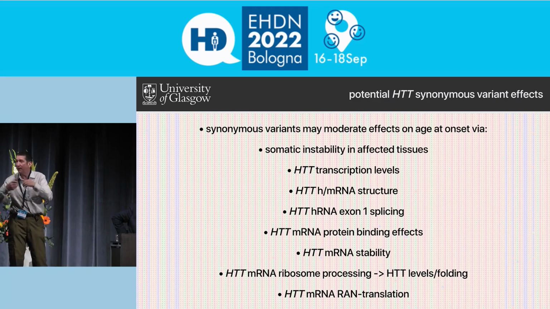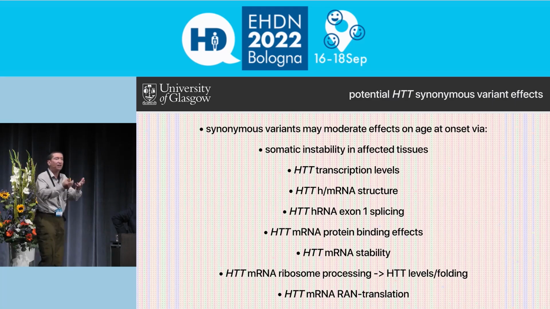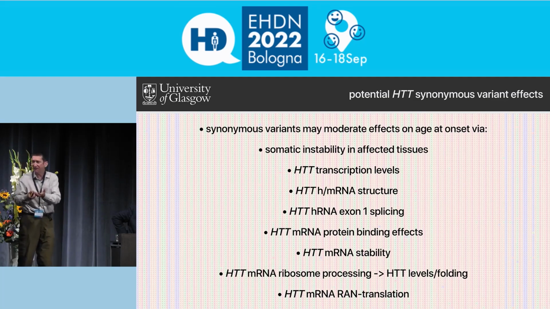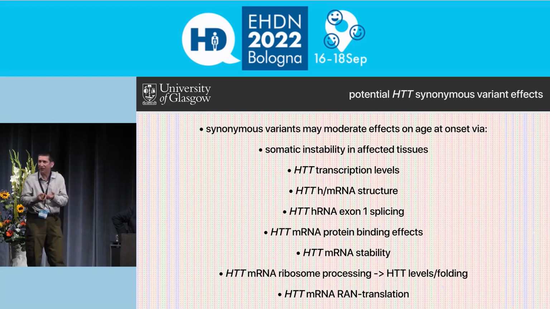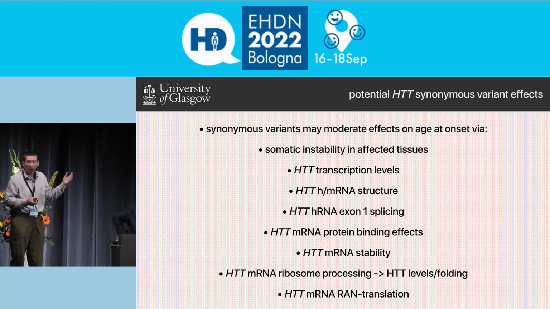So maybe, although we don't see an effect on somatic instability in blood, maybe there is an effect in the brain. Maybe it's to do with transcription levels. Maybe those variants are affecting the splice variant that Jill talked about. Maybe there are other proteins that bind to those different sequences in the mRNA. Maybe it's something to do with ribosome processing. We know that proline residues in general are very difficult to translate, and maybe the exact codon sequence modifies that as well. So lots of potential mechanisms, but at the moment we don't know what it is.